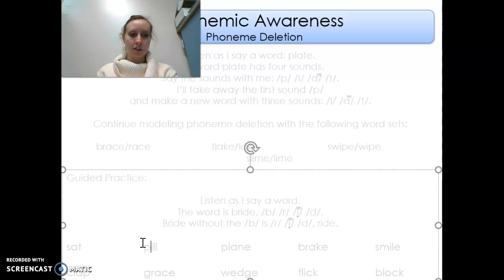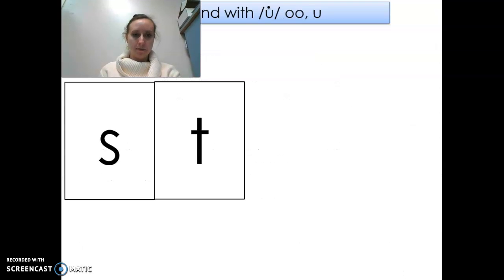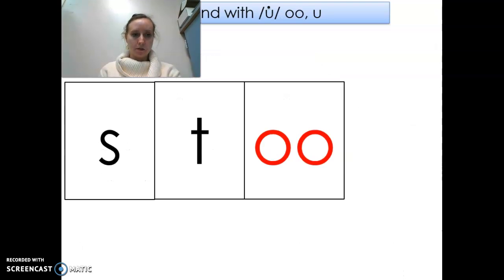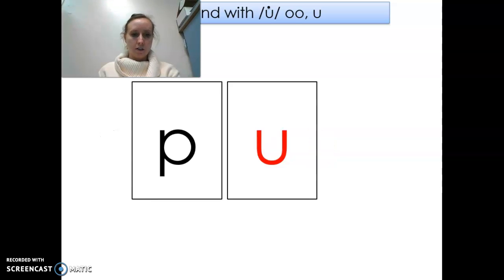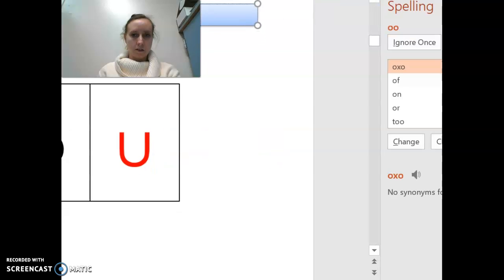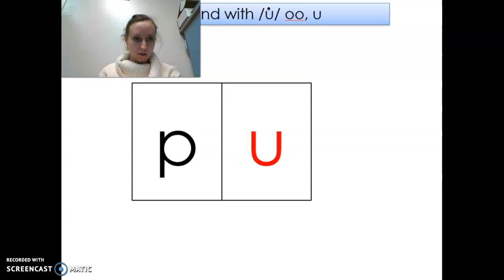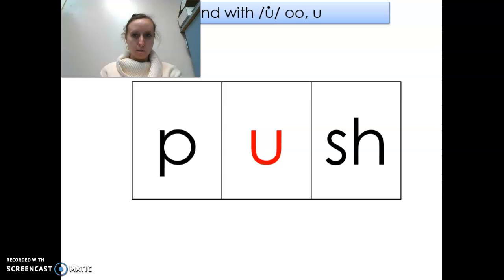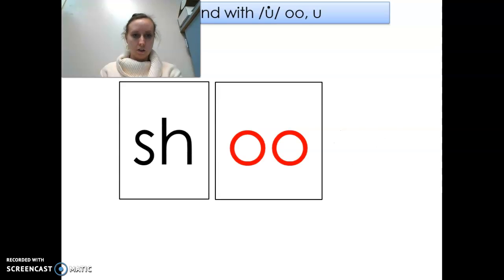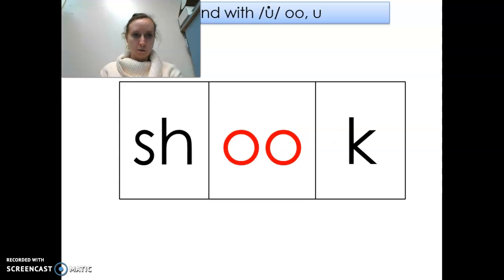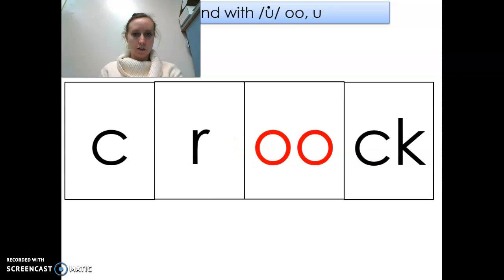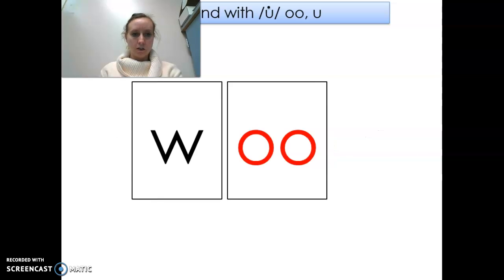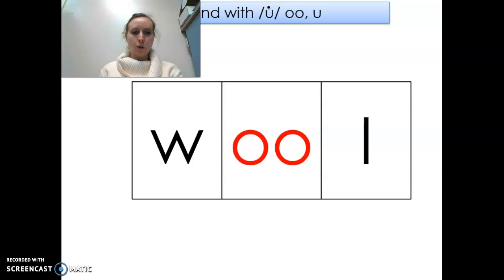Lock. Okay, friends, let's read. I'm going to let you go first, then I'll help. Word stood. Word push. Word shook. Word crook. Word wool.